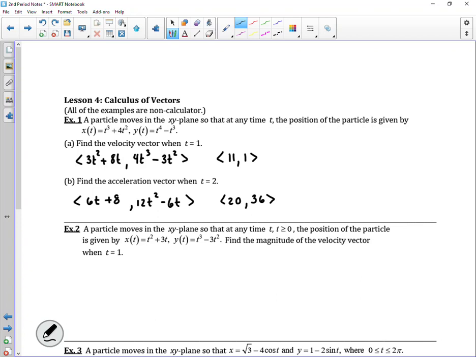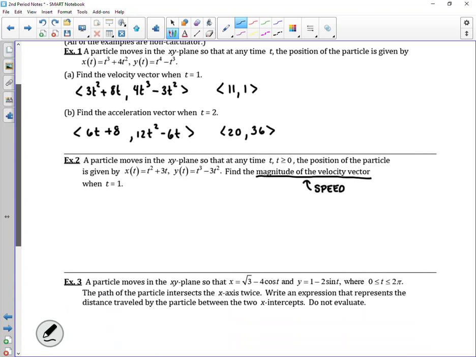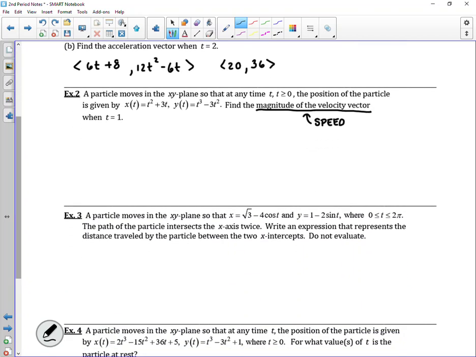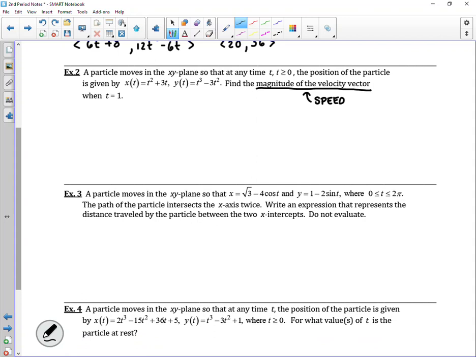Okay. Now, example 2 asks you to find the magnitude of the velocity vector given those two parametric equations. What is it asking if you want the magnitude of the velocity vector? What is your speed, right? So if it asks you for speed or magnitude of the velocity vector, then that's the same thing.